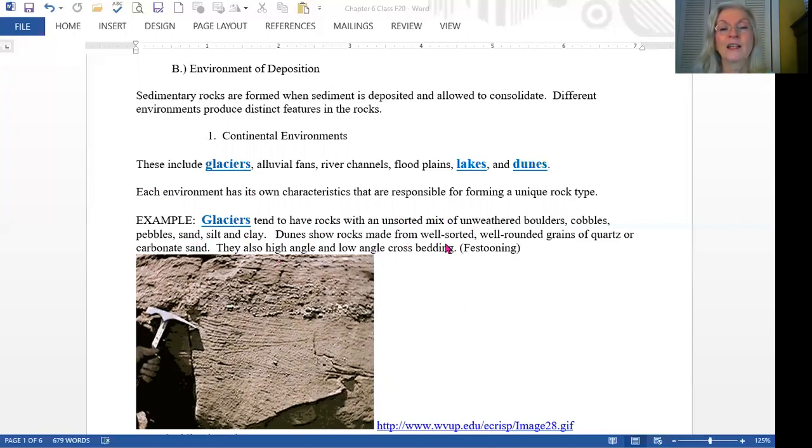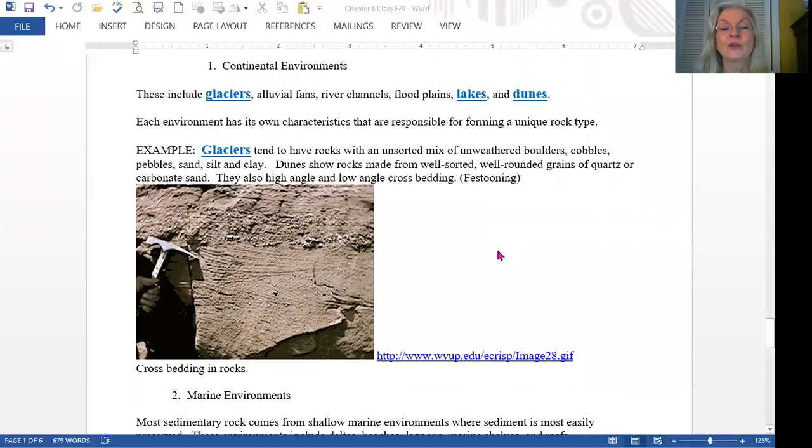Dunes, on the other hand, you have usually well-sorted rocks. So big ones on the bottom, small ones on the top. They're usually well-rounded. They almost always make rocks with a lot of quartz in them. And they show what we refer to as cross-bedding or festooning. Festooning is if you took some sort of garland and tried to decorate with it. So you come down and up and down and up and down and up.